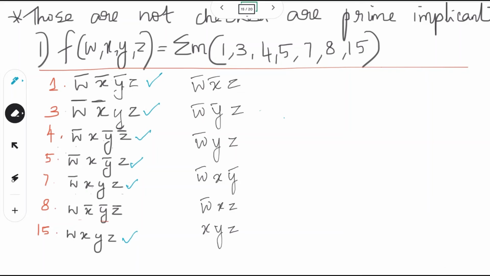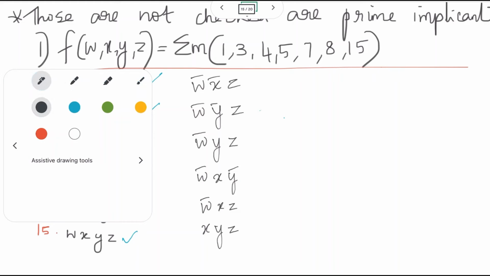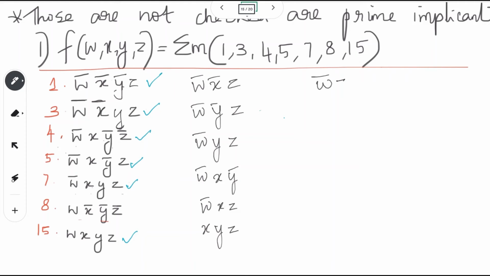So you can see here the terms which you can combine, again the only terms which you can combine are w bar x z, x bar z, and w bar x z. So when you combine those two, what you obtain will be w bar z. So now we have to check again whether we can mark it or not. So w bar z is already here, so give a tick mark. Here also you have w bar z, give a tick mark. So wherever you have w bar z, give a tick mark.